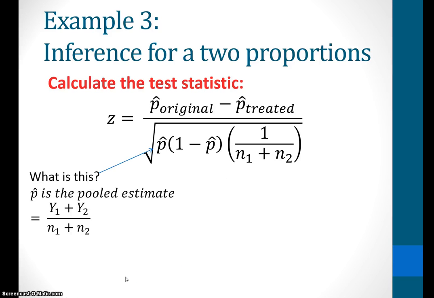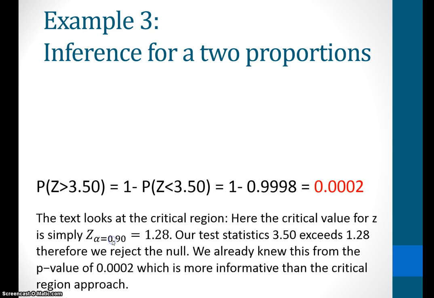Next we need to calculate the test statistic. In the test statistic, we use a pooled estimate for our variance. So our numerator has the difference in the proportions, then we use this pooled estimate: y1 plus y2, all divided by n1 plus n2. Next, we get a test statistic, so the probability of z greater than or equal to 3.50 is equal to 1 minus the probability of z less than 3.50, and we get a p-value of 0.002.